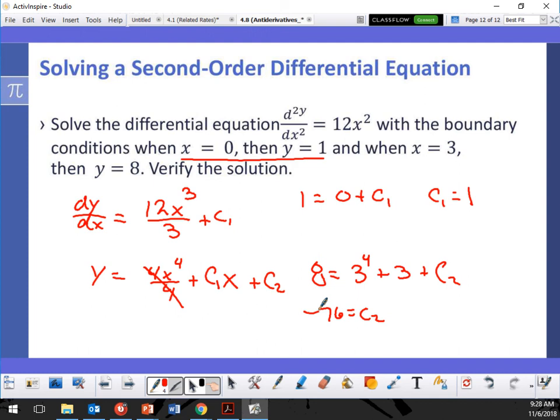All right, so where are we at now? Can I actually write out my equation now? Yes. It should be y equals x to the 4th plus x minus 76. Bam. Our starting position. Okay, just making sure.